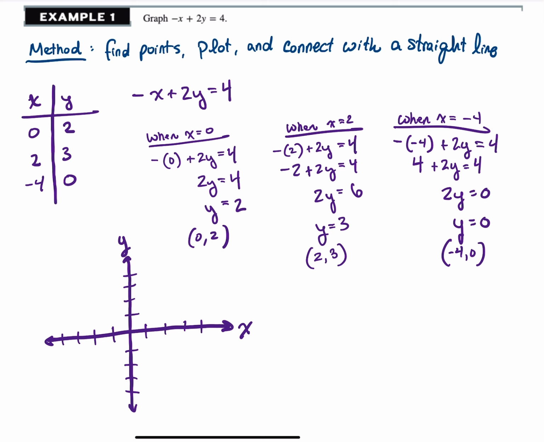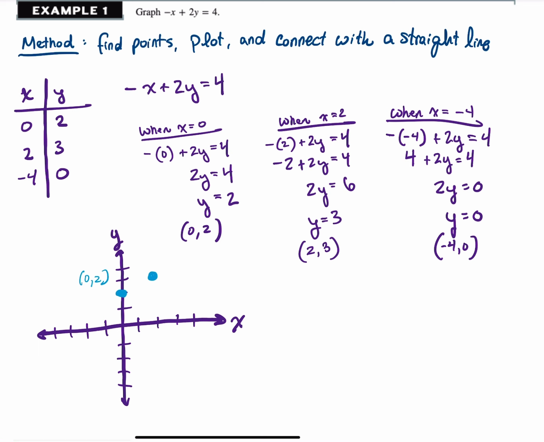So let's plot these 3 points. We have our first point, 0, 2. So 0 in the x direction, 2 in the y will be up here. 0, comma 2. Then 2, 3. So 2 in the x direction, and then 3 in the y direction will be up here. So this is 2, comma 3.